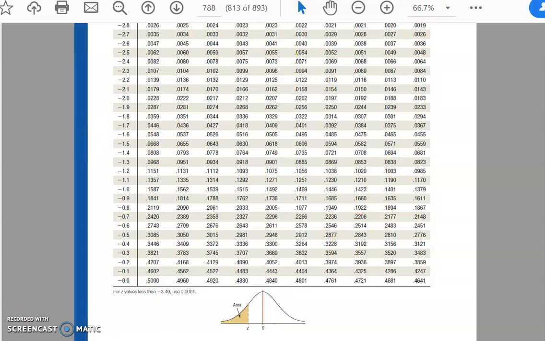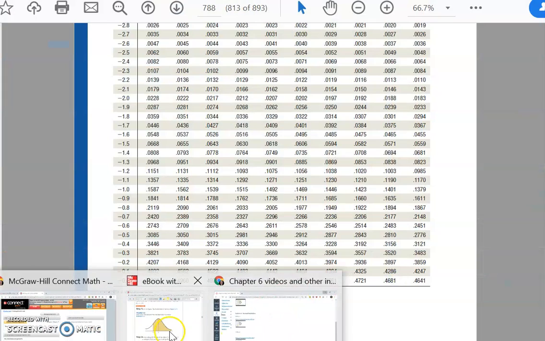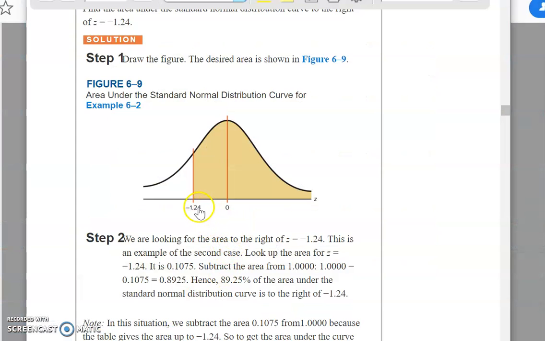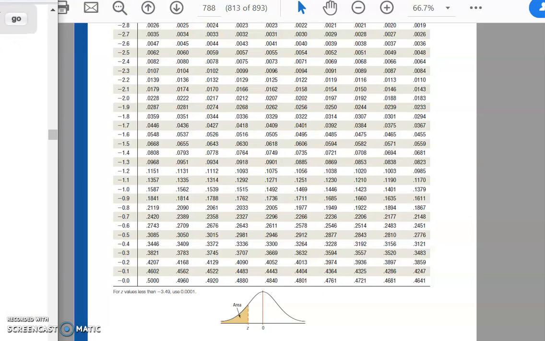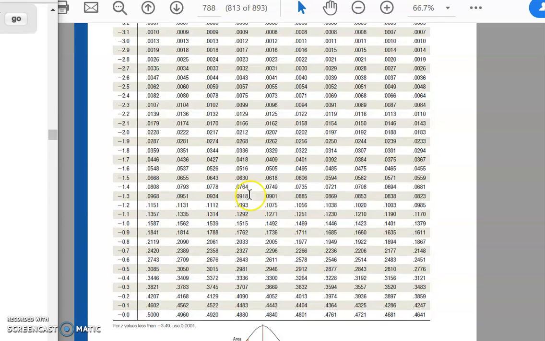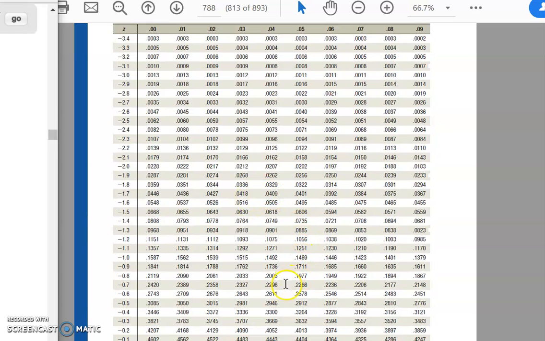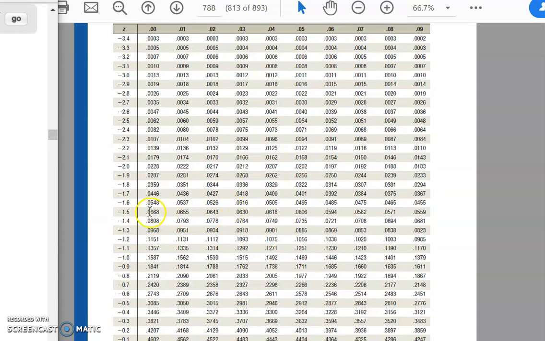Sorry, it's not as easy as it looks to bounce back and forth here. So we want this area here, negative 1.24. Maybe I'll do it this way. I'll move it back and forth here. Negative 1.24, we go over here. Gosh, it's hard to do this on the screen. You know, folks, I think you're going to just have to be looking in your book here. I'm kind of bouncing all around. Negative 1.24 is going to be right here.